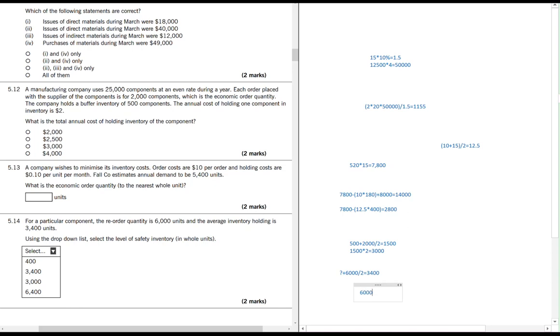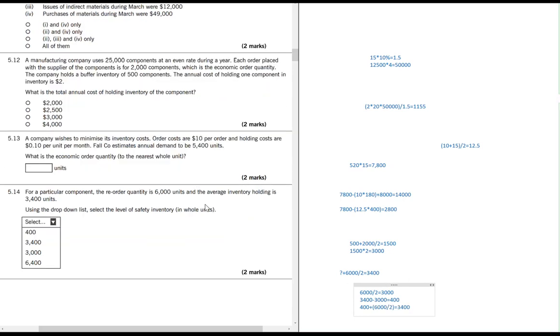I just have to take 6,000 divided by 2, which will give me 3,000. If I take 3,400 minus 3,000, it becomes 400. 400 is buffer stock. Let's prove it. 400 plus 6,000 divided by 2 equals 3,400.